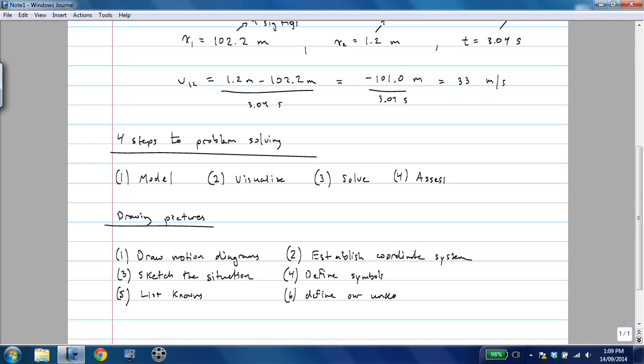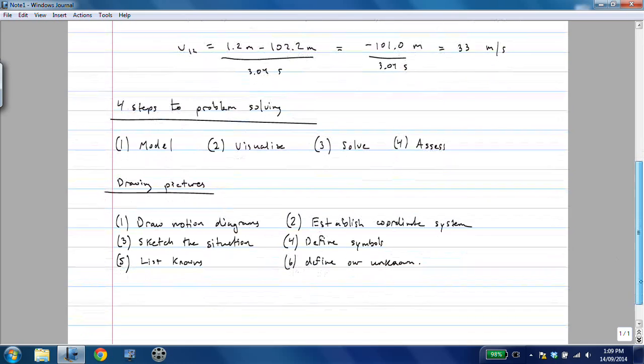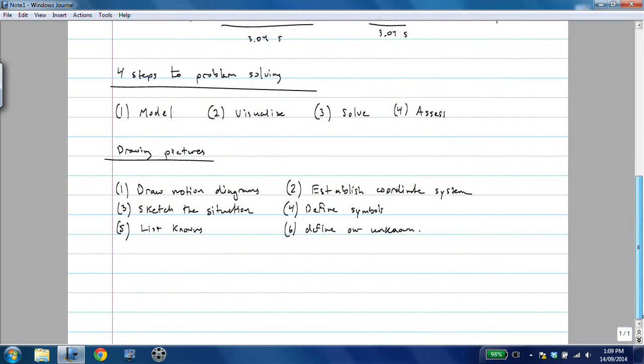Or what do we want to solve for in our problem? Okay. So that's the best way to draw pictures because we can visualize it, we know what we have, we know what we want, and this allows us to effectively solve the problem.